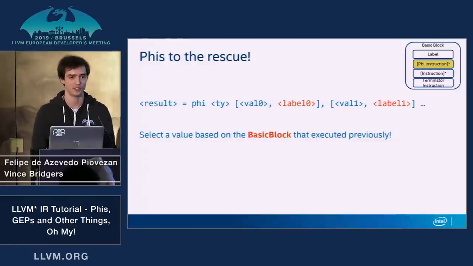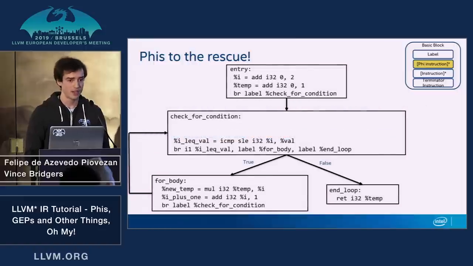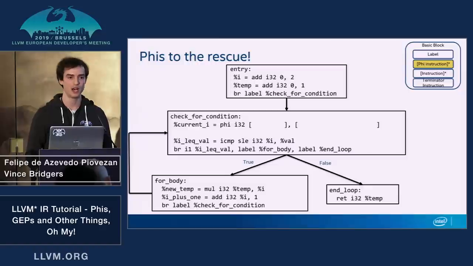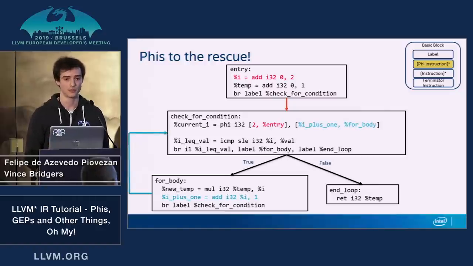OK, so how do we use this to fix our problem before? Here's the same IR, but now I plotted it in a control flow graph way just to make it easier to visualize how the phi instructions are working. So the first thing we're going to do in our check for condition basic block is to select the appropriate value of I. That is, if we're coming from the entry basic block, we want to take our constant 1, whereas if we're coming from the end of the basic block, we want it to be I plus 1. Right? And once we have this, we have to update all other uses of the old I to be this new I. So if you look at the for body, we're just going to replace I with current I.